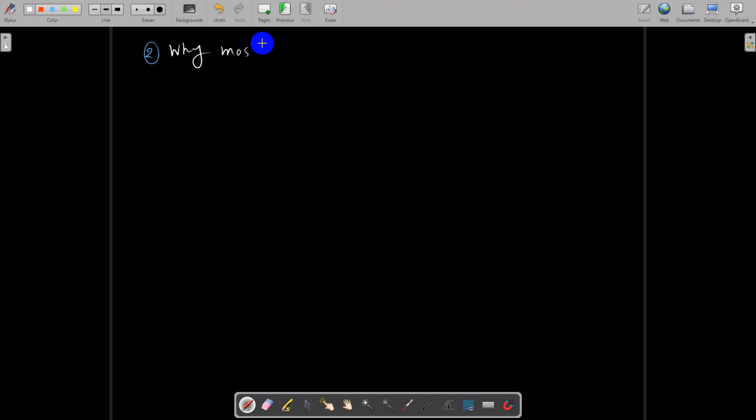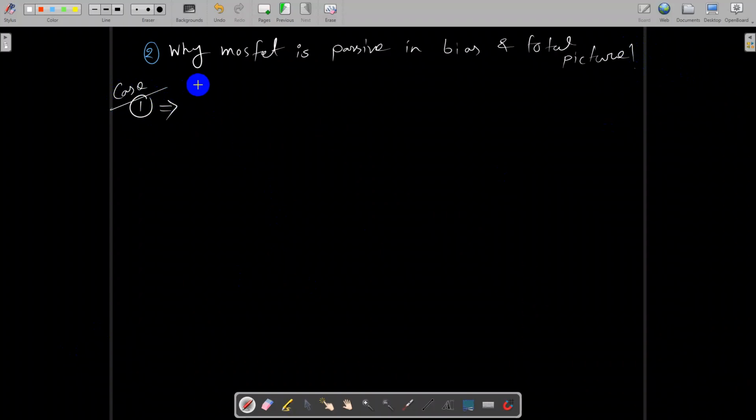Number 2, why MOSFET is passive in bias and total picture? Okay, so let's take the case 1. This is our case 1. So this is the case where we'll only bias the network. Okay, no small signal. We only bias the MOSFET.